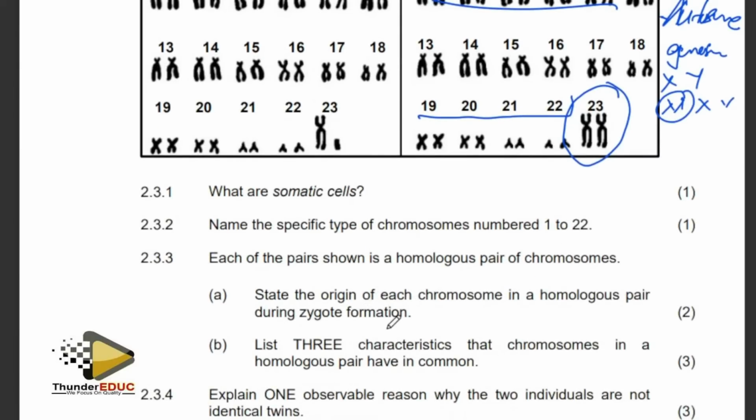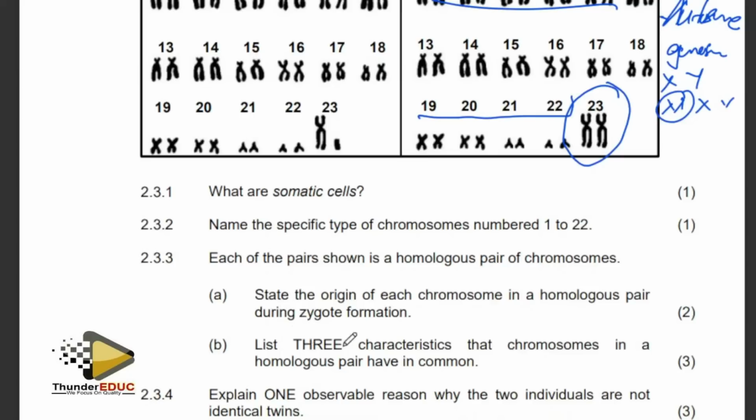Definitely, one came from the nucleus of the ovum and the other came from the nucleus of the sperm. Meaning that one chromosome came from the mother and the other came from the father. One came from the nucleus of the ovum, this one came from the nucleus of the sperm, and then fertilization took place and a zygote was formed. That's what they are looking for.